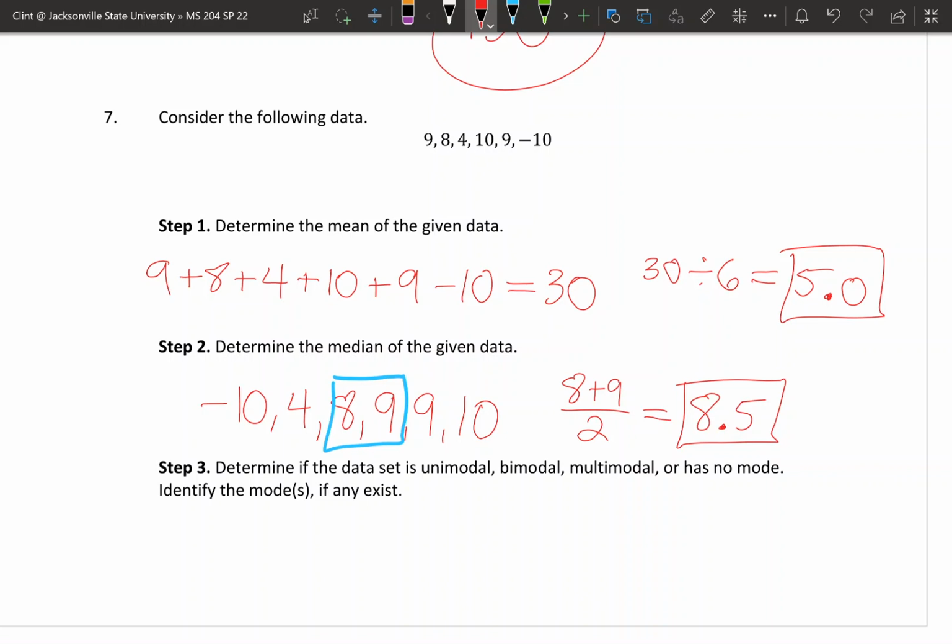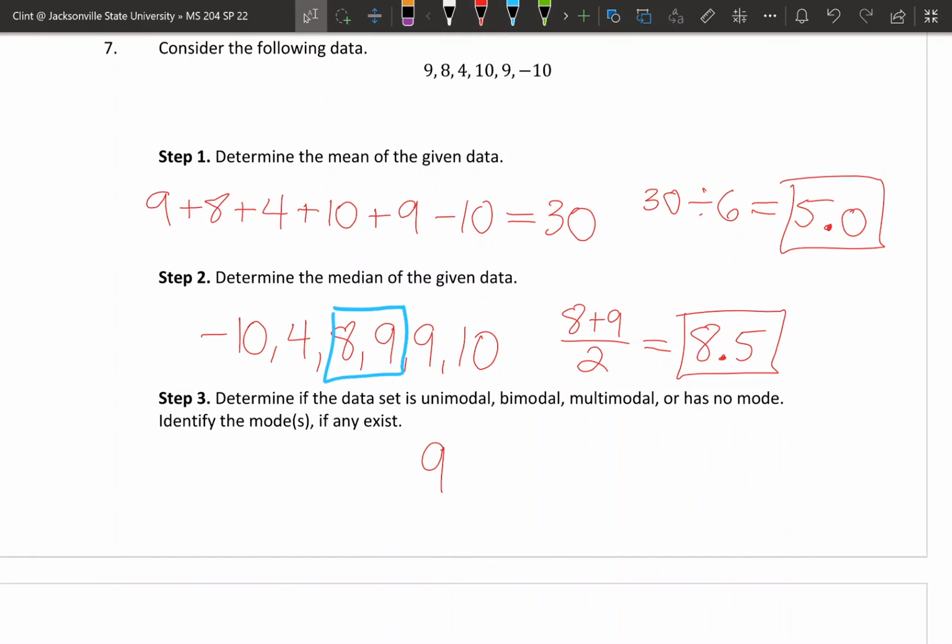Okay, and then for the mode, that's just the one that's on there the most. 9 is on there twice, so our mode is 9. And then we only have one mode, so that would be called unimodal, though I'm not really interested in asking that part, but our mode is 9. Okay. Mean, median, and mode.